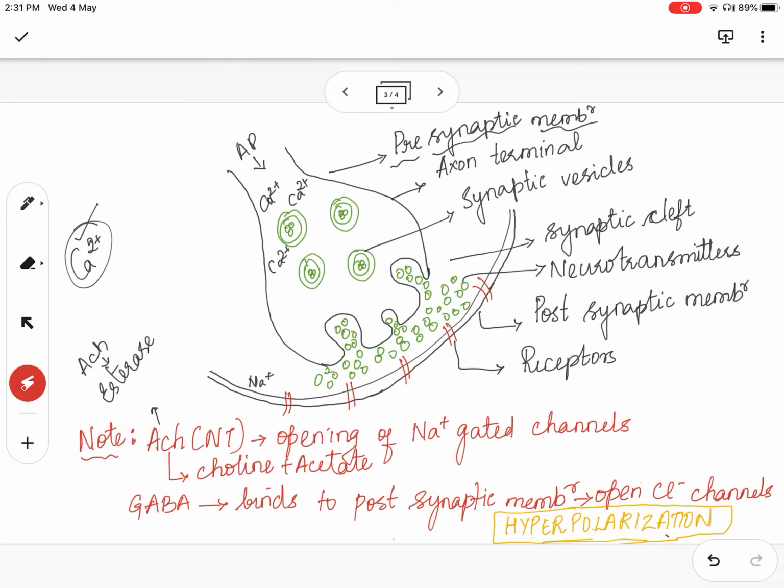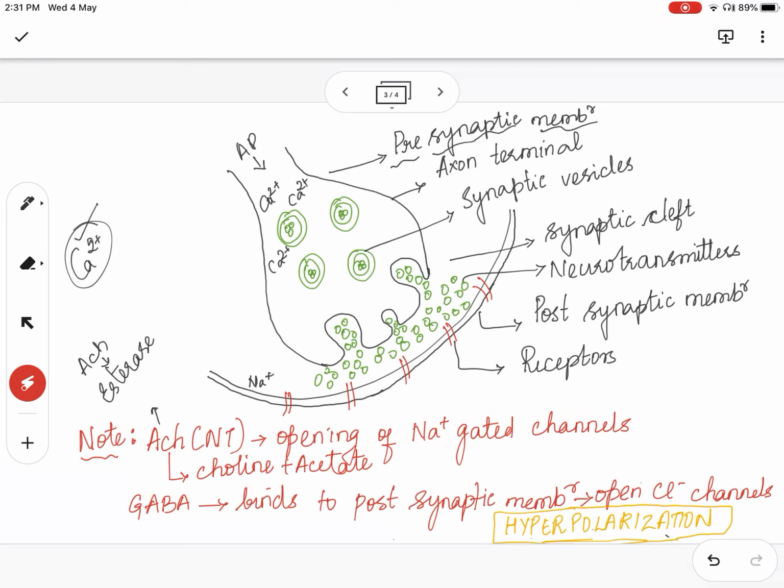Similarly, talking about another one, that is inhibitory. I've taken one example of the excitatory, another example of the inhibitory, that is gamma amino butyric acid. It will bind onto the postsynaptic membrane. Like I was telling, in the ACh case sodium ions will be entering inside, so the ion gated channels open and then a new action potential will be generated in the postsynaptic membrane. Whereas here in the inhibitory category, once it binds onto the postsynaptic membrane, chloride Cl minus channels are going to open up. Previously in the excitatory it was sodium, here it is Cl minus.